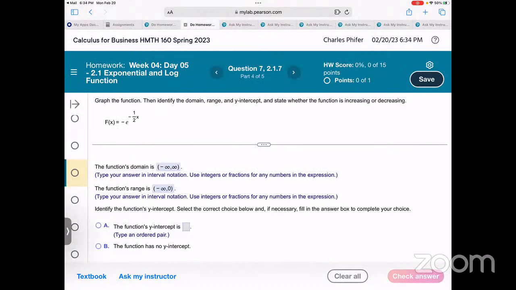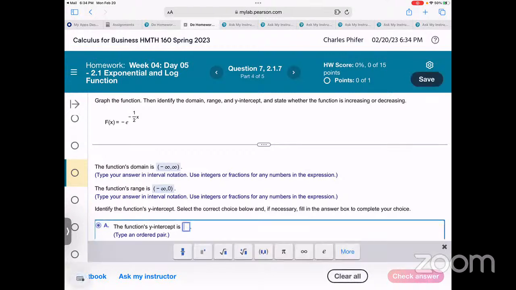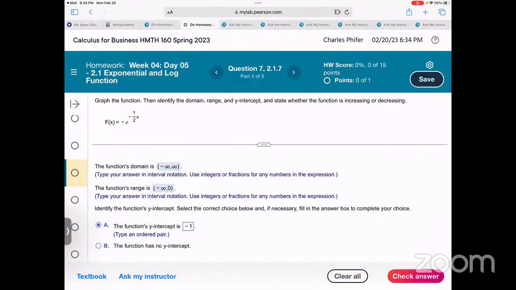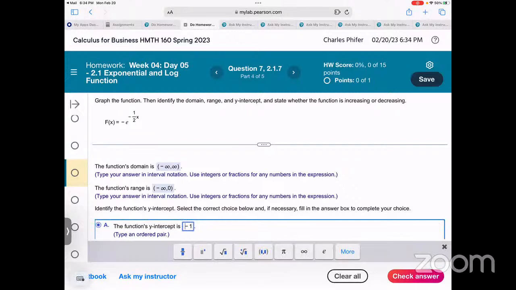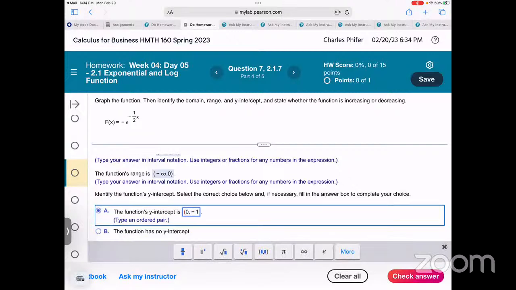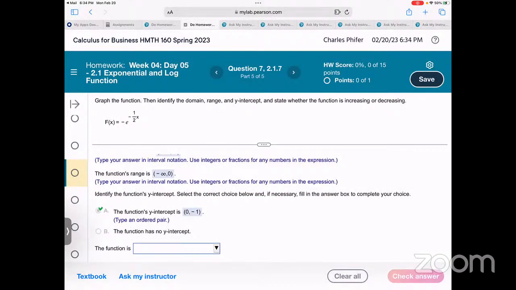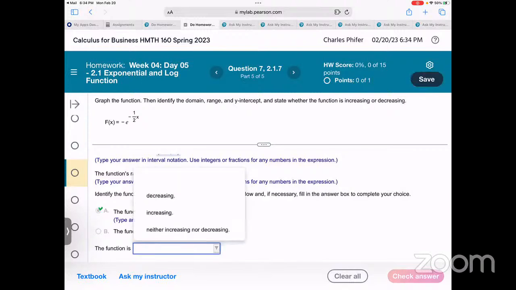The y-intercept. So the y-intercept is where x is 0. It's looking like that's going to be -1, right? If you let x be 0, it looks like we get -1. Let's try it again. 0, e to the 0 is a 1. Oh, ordered pair. Okay, so then it's (0, -1). That's fine. So as we trace it left to right, it's steadily increasing. So we're just going to say it's increasing.